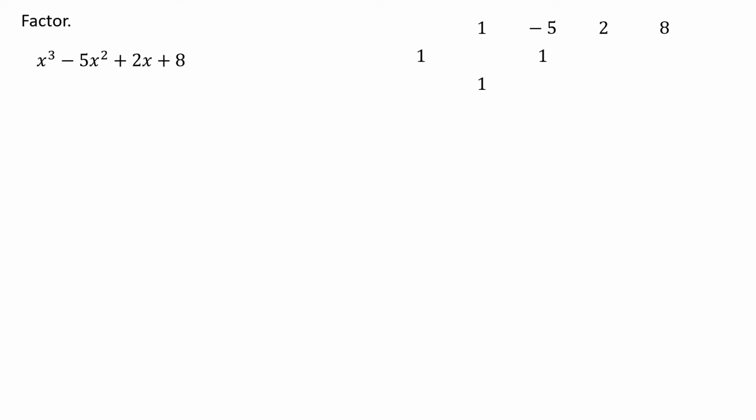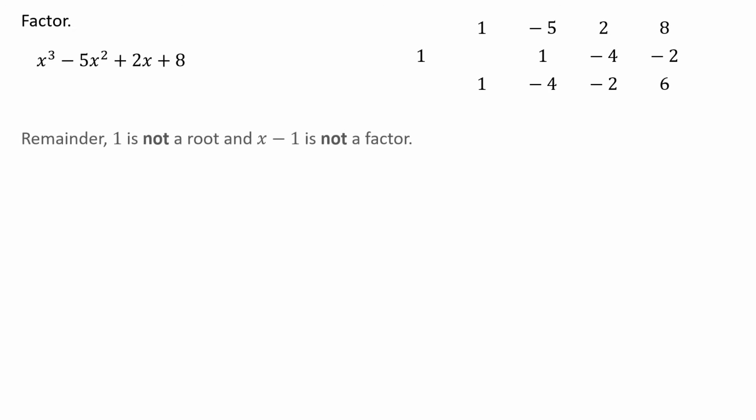multiply, 1 times 1 is 1. Add, negative 5 plus 1 is negative 4. Multiply, 1 times negative 4 is negative 4. Add, 2 plus negative 4 is negative 2. Multiply, 1 times negative 2 is negative 2. Add, 8 plus negative 2 is 6. Uh-oh, that's a remainder, right? 6 is a remainder. So 1 is not a root, and x minus 1 is not a factor.